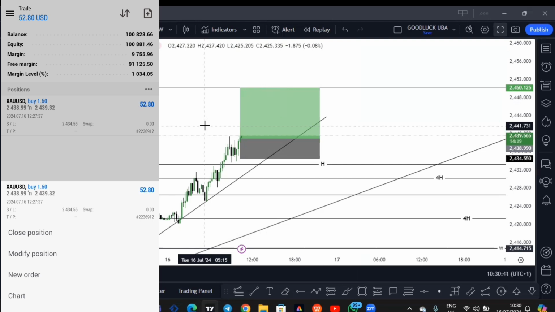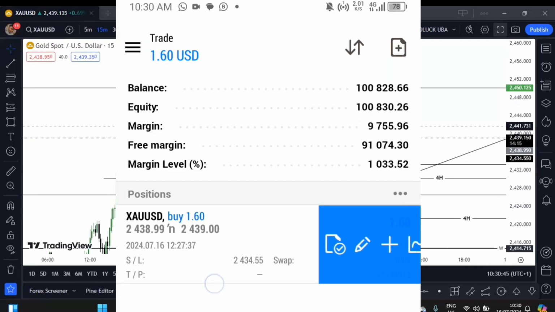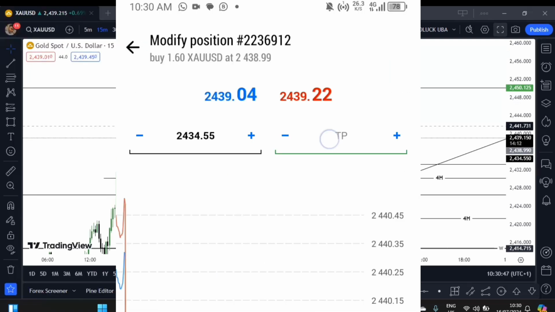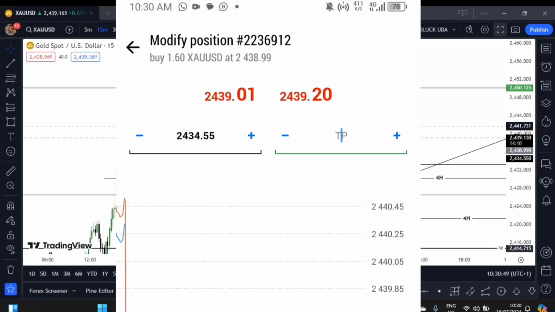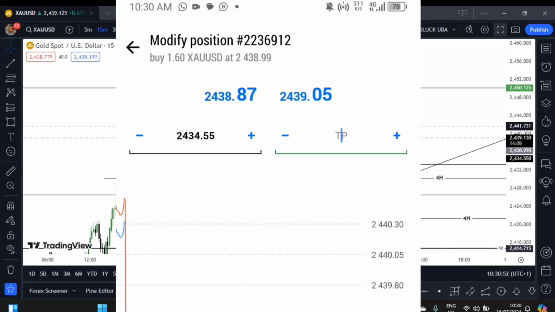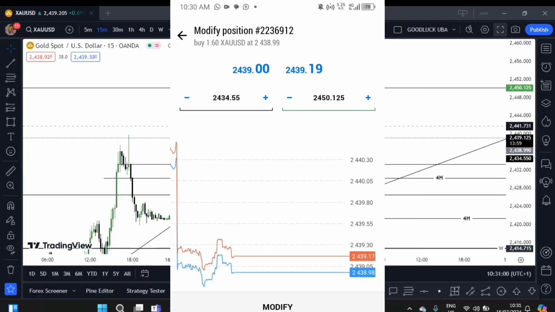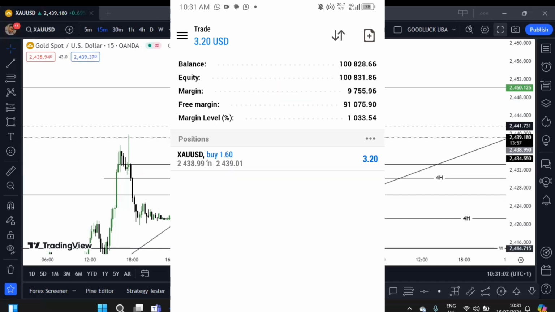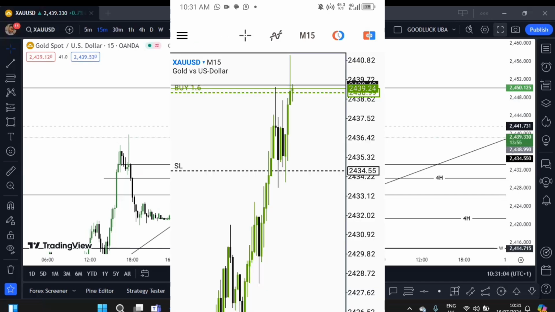So now I will have to adjust my take profit on my MT5. 2450.125. So modify. So we're good. Let's look out for what will happen.